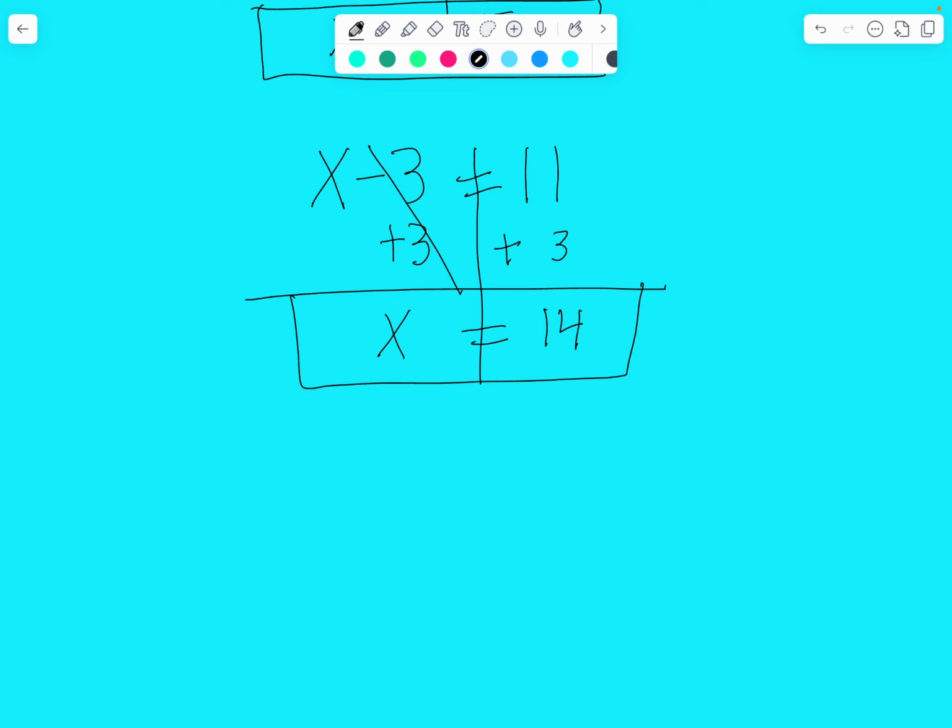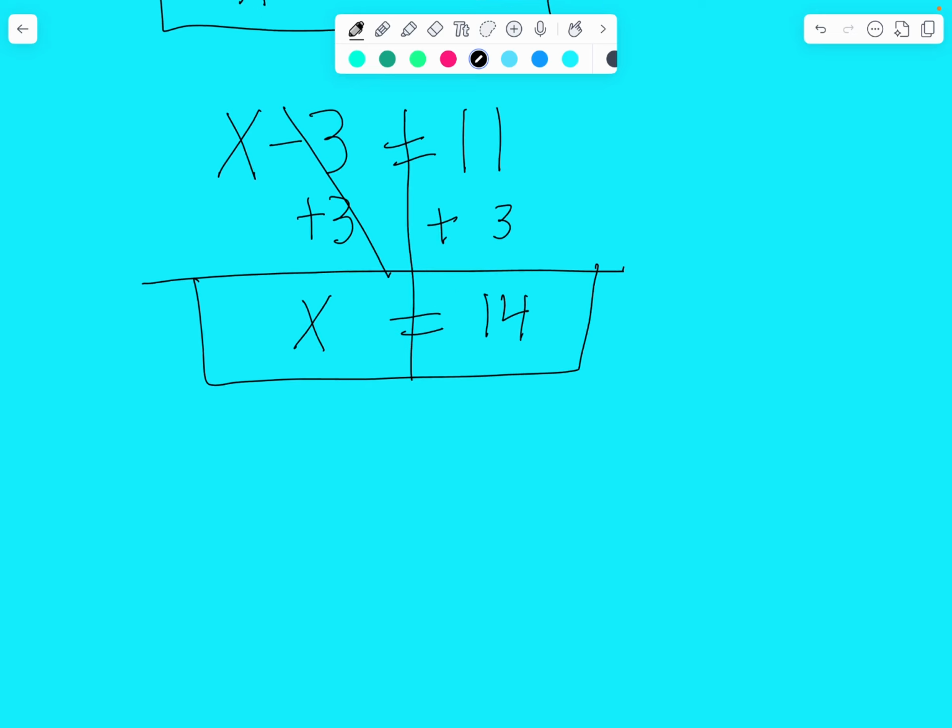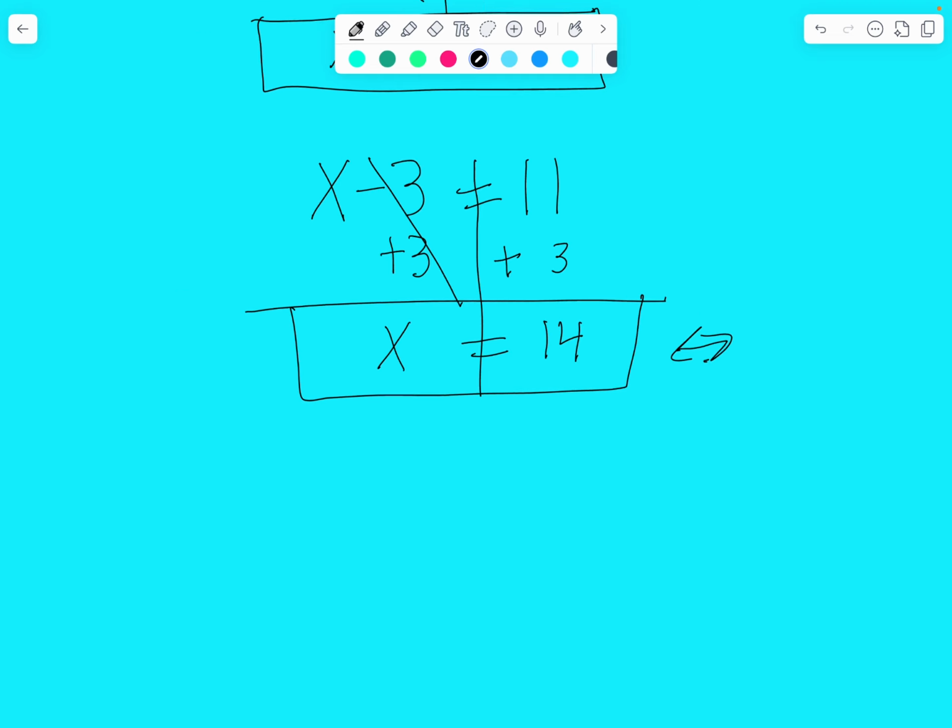Now, this is the same thing as saying 1x equals 14, by the way. I know some of you may be wondering about that. 1x equals 14, okay? Same thing.